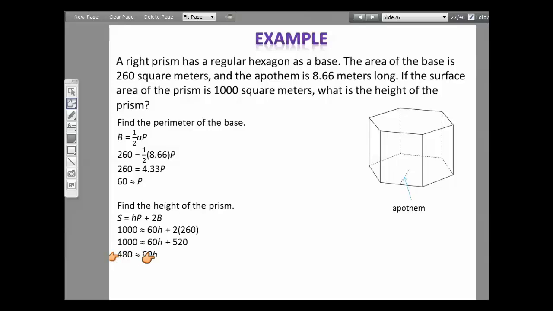Remember, I'm looking for h, so I'm going to have to divide both sides by 60. 480 divided by 60 gives me 8. So 8 units, or I guess it'd be meters. 8 meters is the approximate height of the prism.